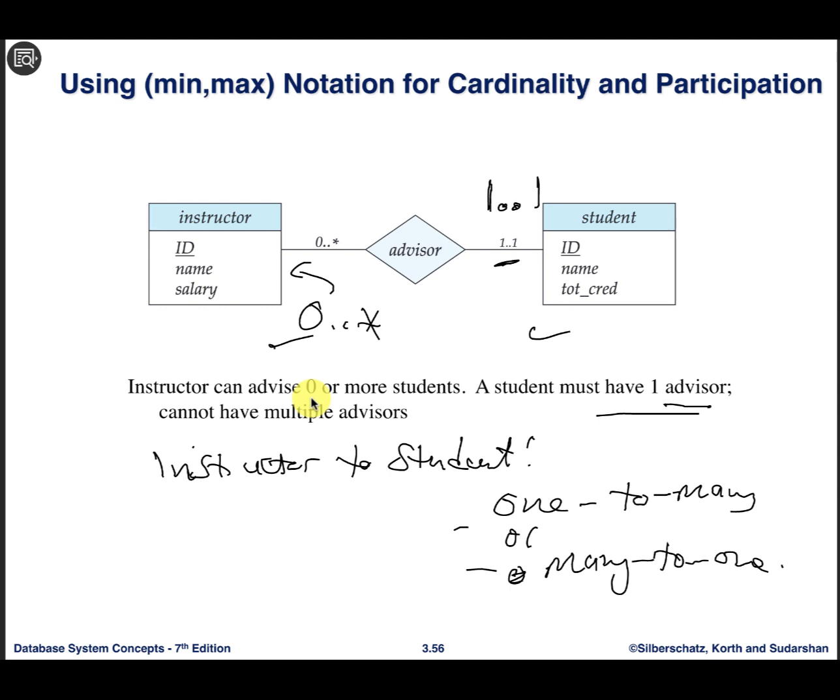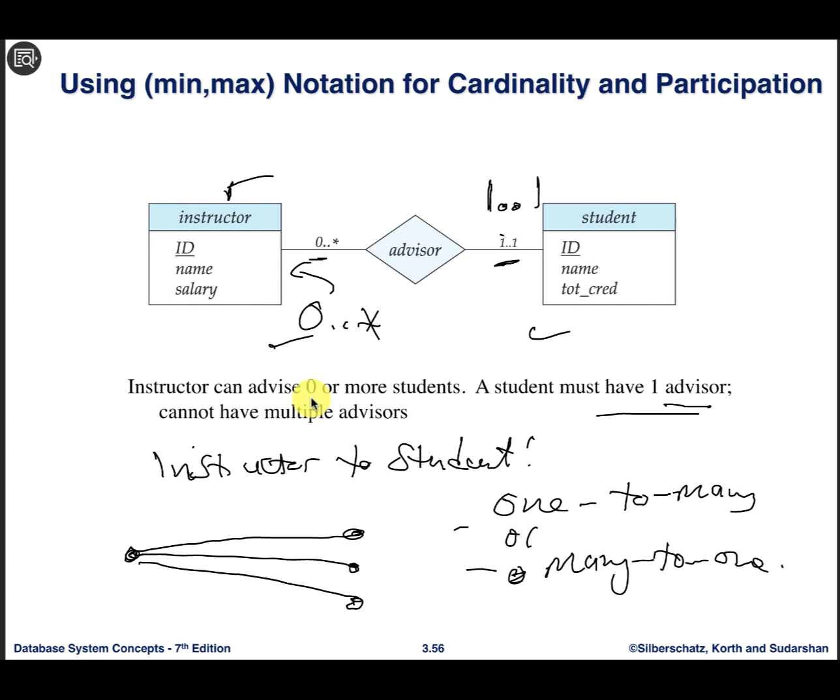Let's analyze this one. It's going to be 1 to many. Okay. Why? Someone will say, but we have a star here and we have 1. This is just to tell me which one is participating in this relationship. But in terms of cardinality, it's actually going to be the opposite direction. And I'm going to show you why in this case. We said here the instructor can be 0 or more. Advise 0 or more students. So it might be 1, 2, 3 students.